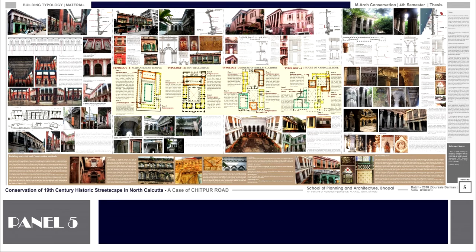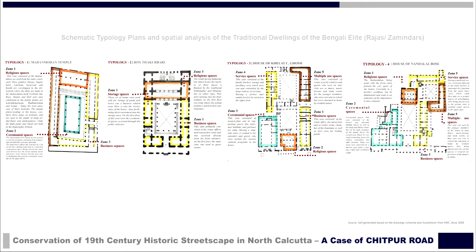Panel 5. Building typologies of the Bengali elites, the zamindars and the rajas. There are four common typologies, with the courtyard being the nucleus. The typologies have been identified based on the number and sizes of courtyards. Typology 1. Single courtyard with a colonnade structure. Typology 2. Single open courtyard. Typology 3. Dual courtyard, almost similar in size, both inner and outer courtyards. Typology 4. Dual courtyards with a large outer courtyard and a smaller inner courtyard.